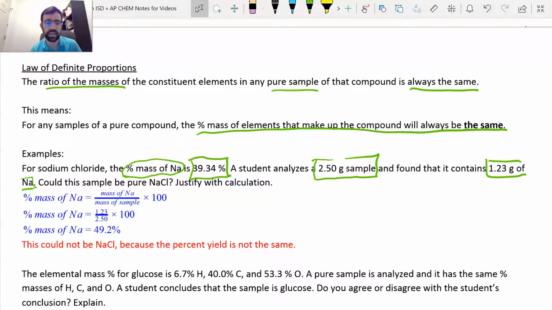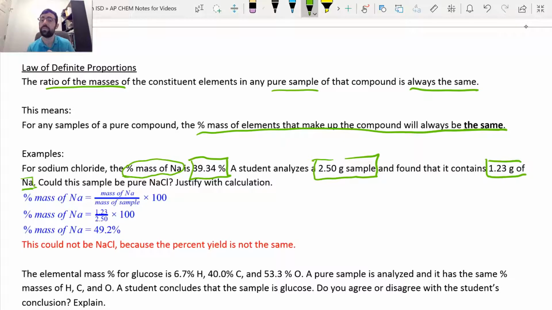Well, we can see it does have the same percent, right? So we have the same percentages. That's an indication that it could be the same sample, because we know that if it's the same compound, it has to have the same percent. But does having the same percent mass necessarily mean it's the same compound?